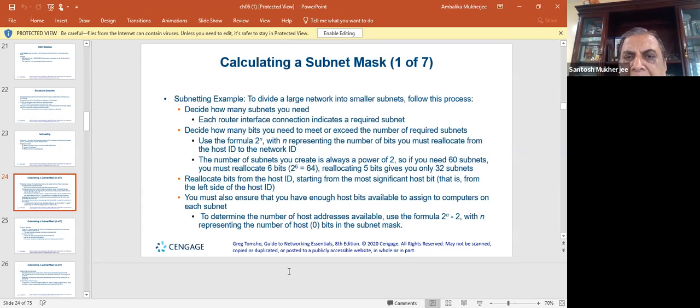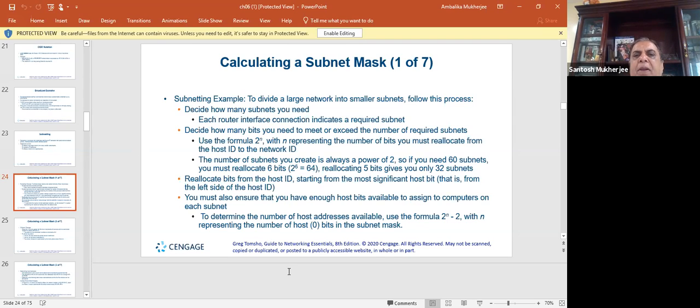The number of subnets you create is always a power of 2. So if you need 60 subnets, you must reallocate 6 bits. 2 to the power 6 equals 64. Reallocating 5 bits gives you only 32 subnets. Reallocate bits from the host ID starting from the most significant host bit, that is, from the left side of the host ID. You must also ensure that you have enough host bits available to assign to computers on each subnet.